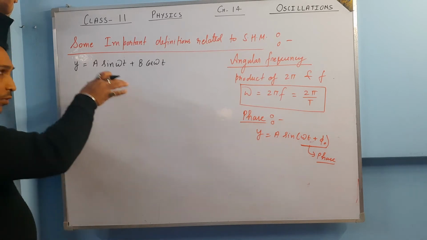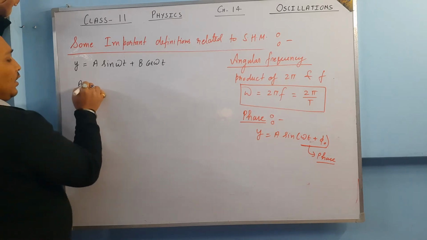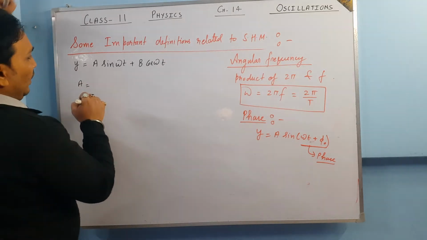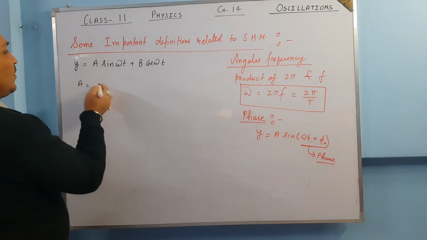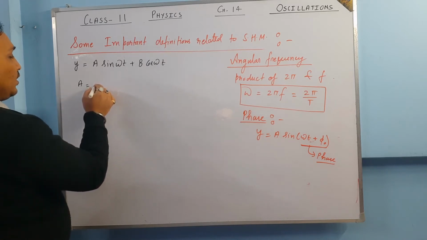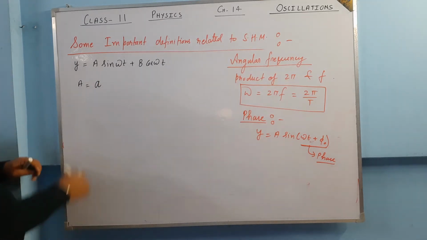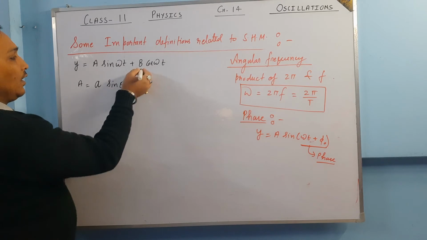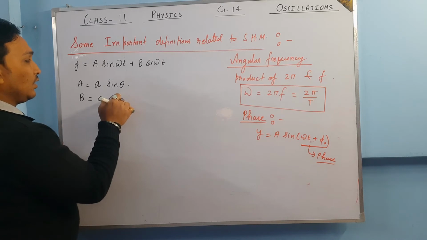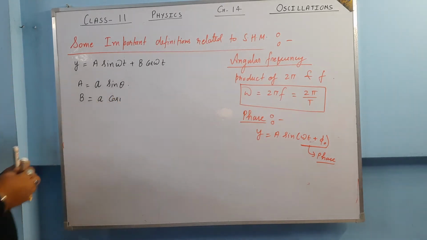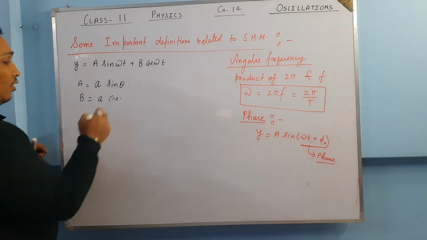Okay, so let us simplify it to define phase. Suppose I am writing a is equal to some constant. Okay, which constant should I take? Small a, small b. Suppose I am taking small a sine theta, and b can be written as small a cos theta. Or I can take this also, no problem with that. Or suppose let us take this one only, a cos theta.